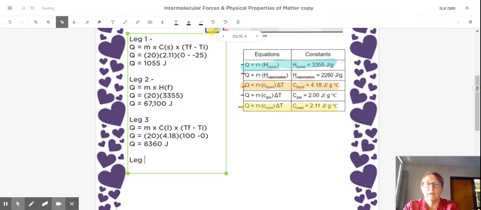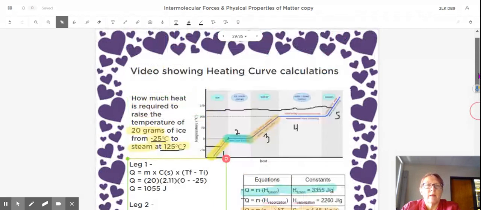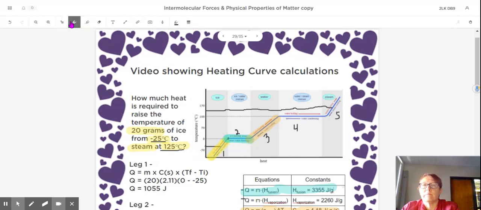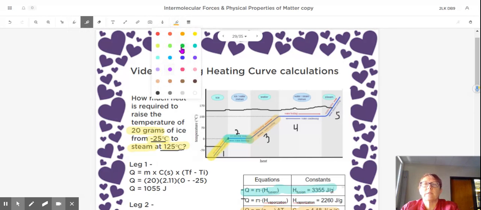All right, leg 4. What's happening at leg 4? Leg 4, we have... I'm struggling to get my highlighter. Silly thing.